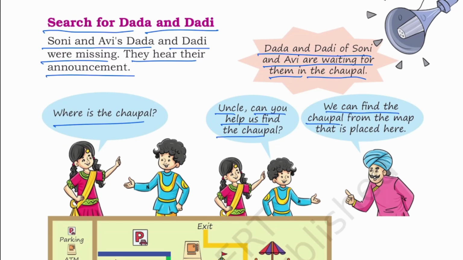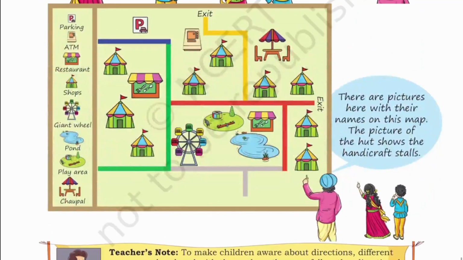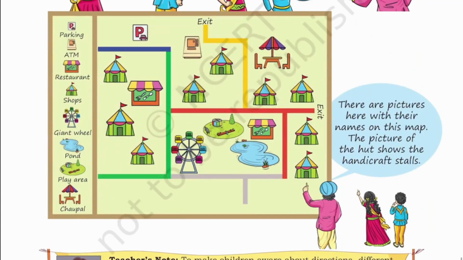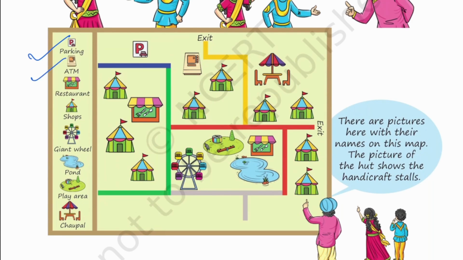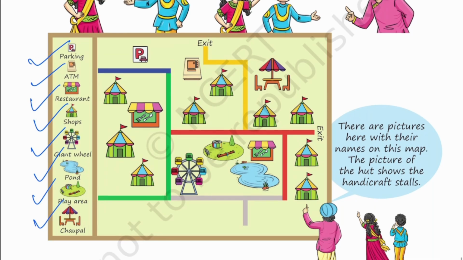We can find the chopal from the map that is placed here. You can see a map is here. Parking is shown by this, ATM by this, restaurant, shop, giant wheel, pond, play area, and chopal. There are pictures here with different names. On this map, the picture of the hut shows the handicraft stall.